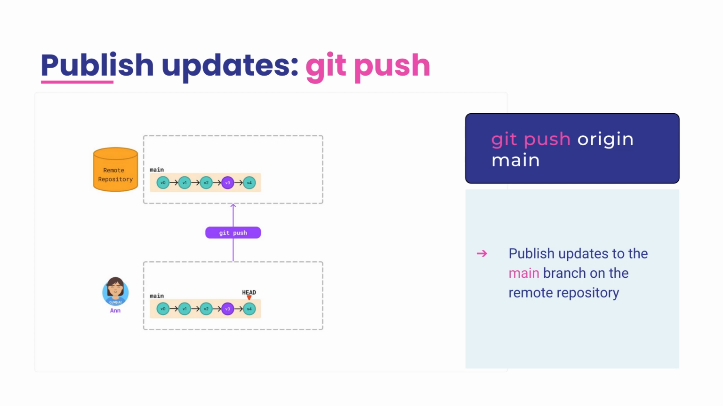Specifically, she can run the git push origin main command to push her local main branch to the main branch on the remote repository. This command will transfer her commits and updates from the local repository to the remote repository, making her changes accessible to others who have access to the remote repository.